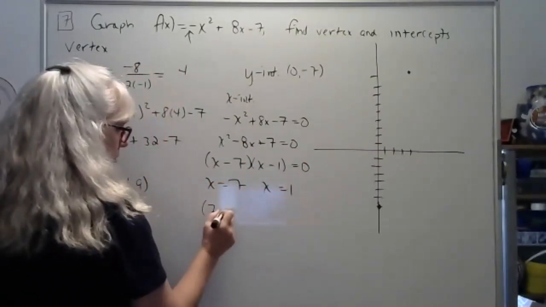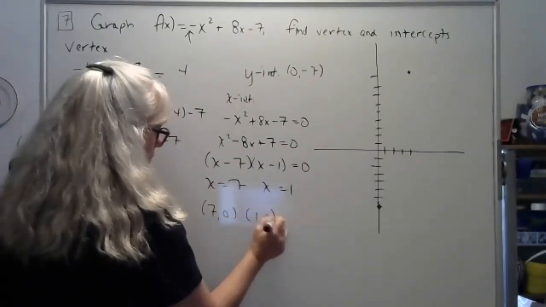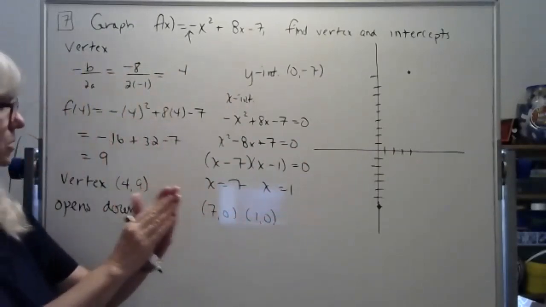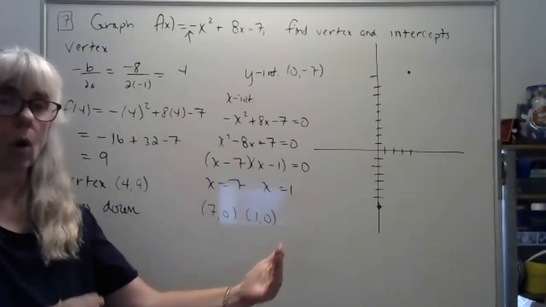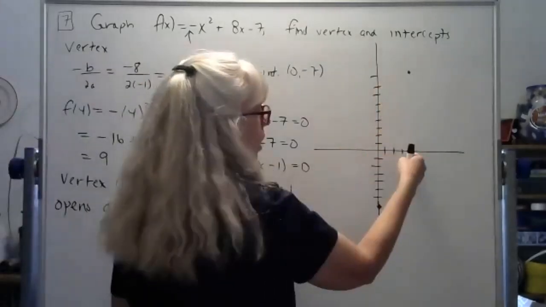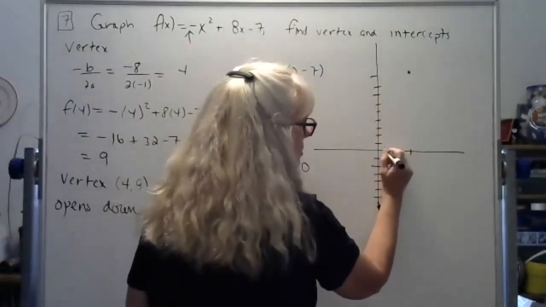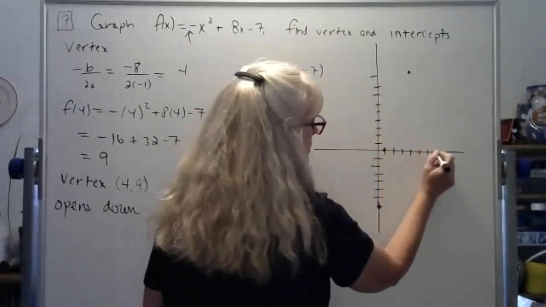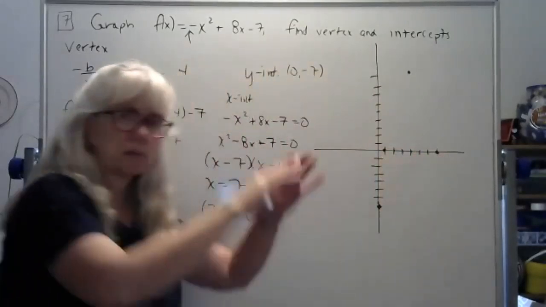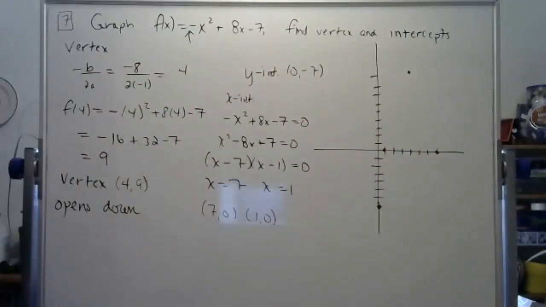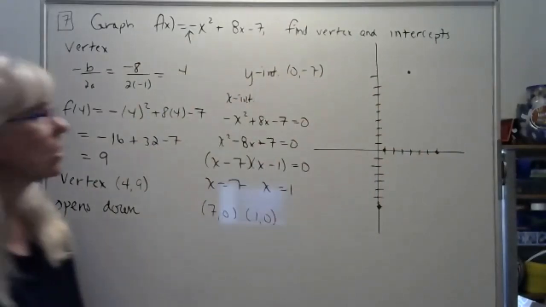So our x-intercepts are at 7, 0, and 1, 0. And the nice thing is we can see that those are evenly spaced on either side of 4, right? So if this is our 4, we're going 3 units in this direction for an intercept, and we'll go 3 units in this direction for an intercept. So it gives me my nice parabolic arch to the whole thing. Okay, that's everything we need. We can go ahead and graph it.